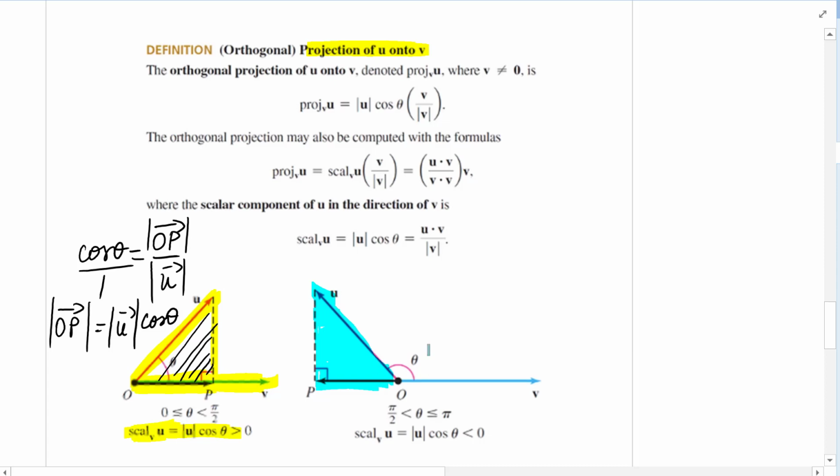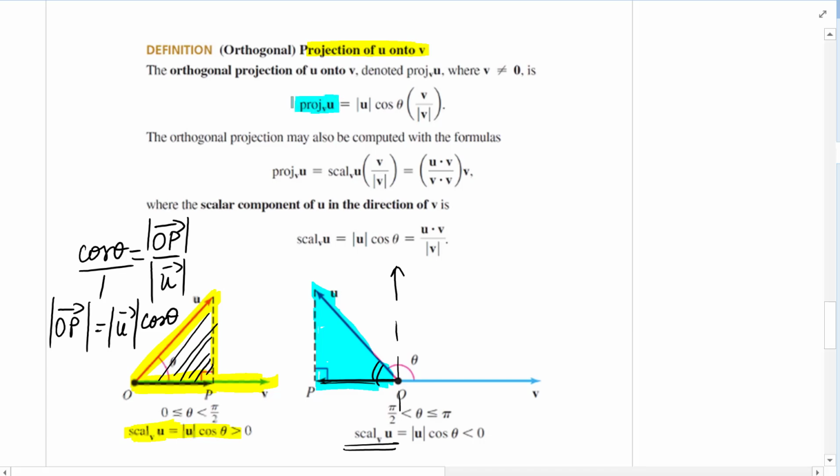When we calculate the cosine of this angle, because we are in the second quadrant, this would give us a negative value for cosine. So the magnitude of OP, or this scalar, would be negative, which shows us the direction of the vector being opposite to the positive one.